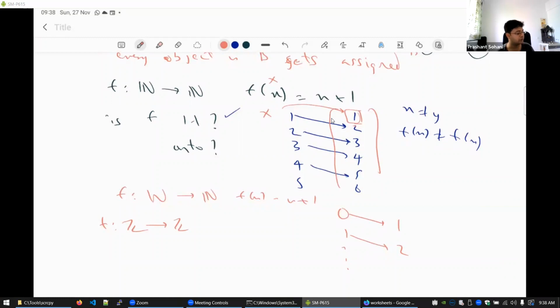Because there also, every element on the right hand side will have a preimage. If y is there on the right hand side, then y minus 1 will be there on the left hand side. So f(y minus 1) will be y. Therefore, this function is both 1 to 1 as well as onto. Okay, do you follow?